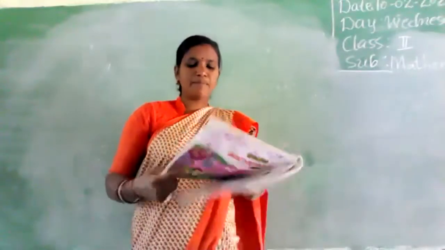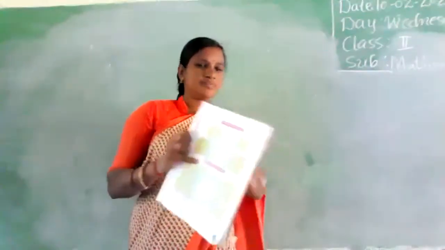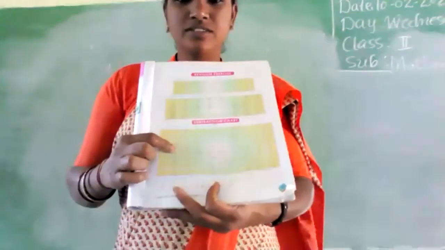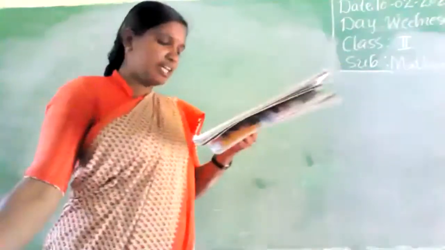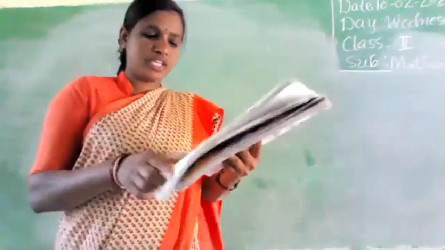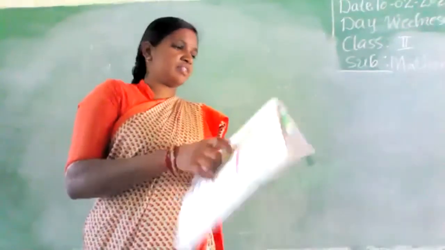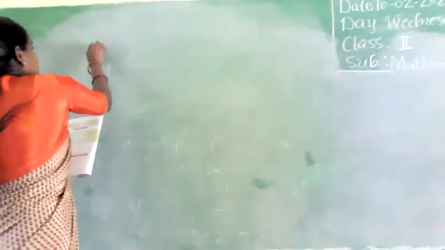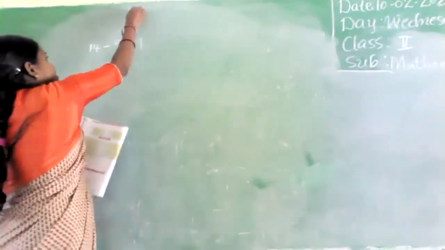See, children, did you complete this subtraction chart? Today also we are going to learn about that only. Observe the following and fill in the blanks. Next subtraction. 14 minus 5 is equal to 9.